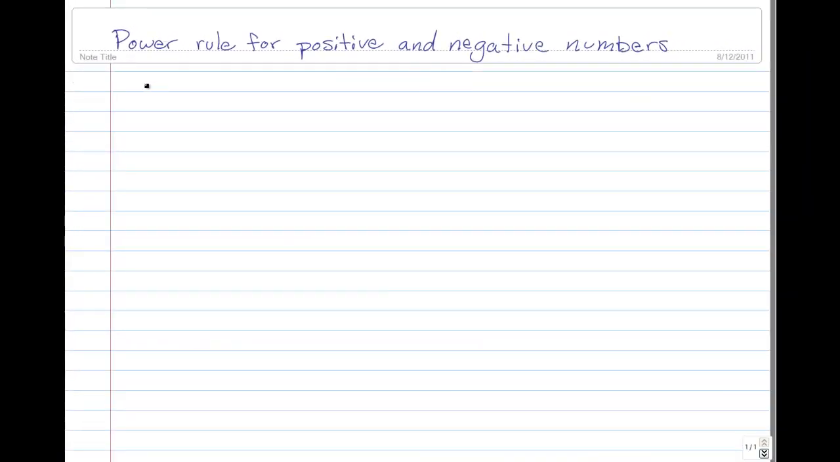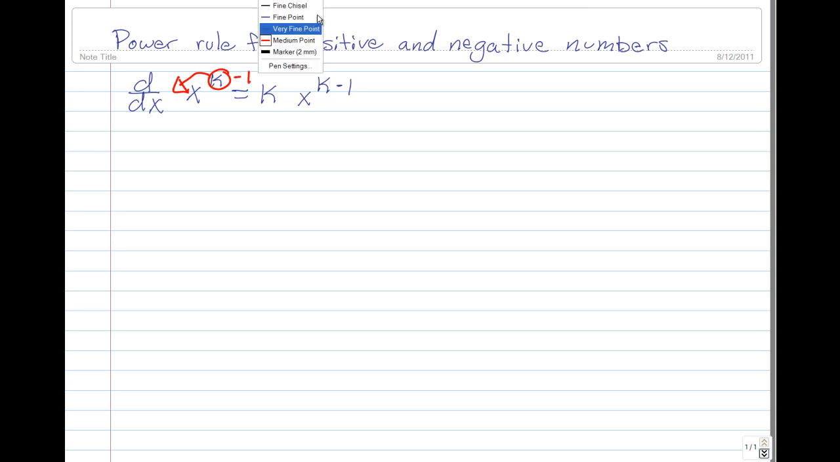Now I'm going to teach you the derivative, the power rule for positive and negative numbers. So the derivative of the function x to the power of a constant k is equal to k times x to the power of k minus 1. So here all you did was get this k, place it on this side, and then subtract 1 from it. Let's look at some examples to understand it better.